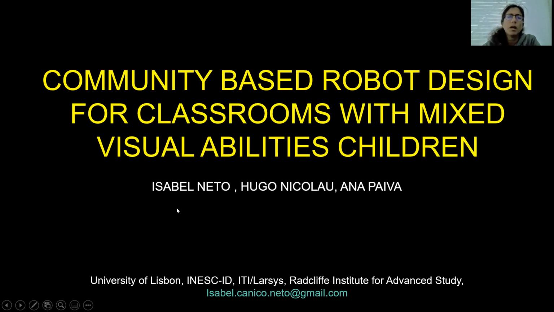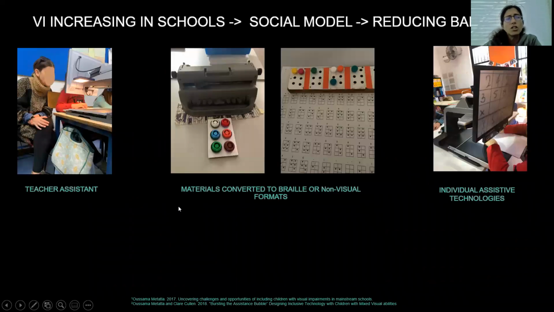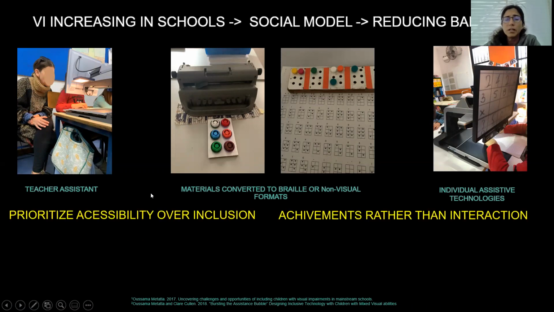It's named Community-Based Robot Design for Classrooms with Mixed Visual Ability Children. As you know, visually impaired children are increasing in schools. Schools are adopting the social model for disability that is reducing barriers to address the participation of these children in their classes. They often have teacher assistants in place, materials converted, and assistive technology. However, this practice rather prioritizes accessibility over inclusion and focuses on achievements rather than interactions.